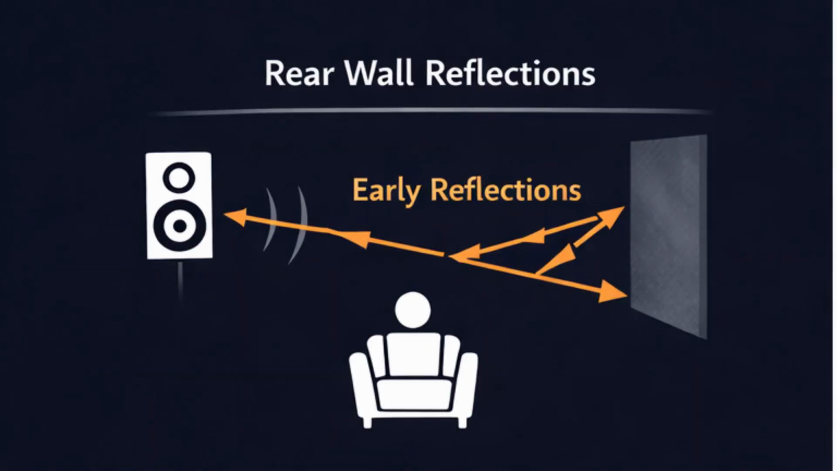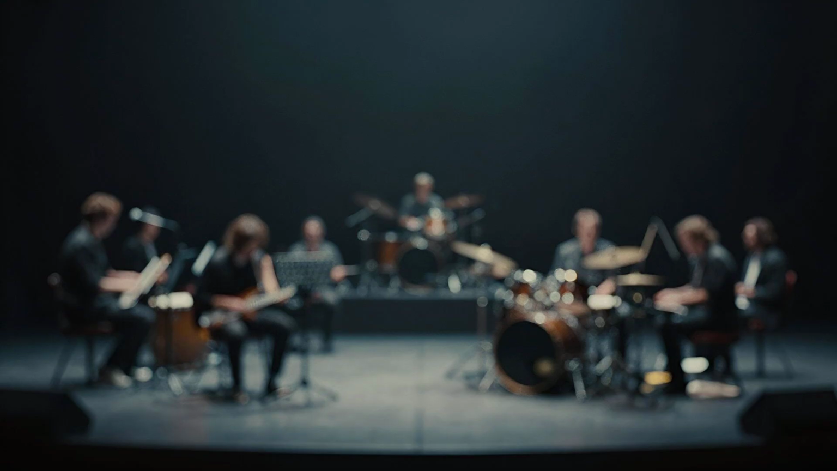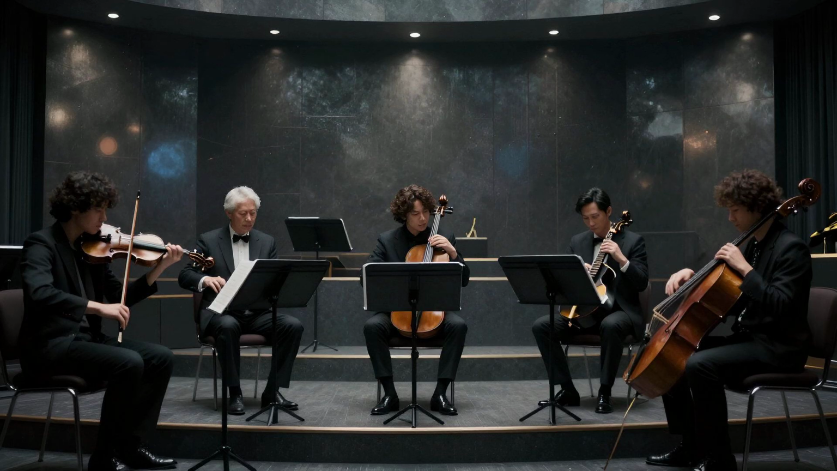The second common mistake involves distance from the wall behind the speakers. When speakers are placed too close to the rear wall, reflections bounce back into the room very quickly. These reflections arrive only a few milliseconds after the direct sound, but that small delay can blur spatial cues and compress the depth of the soundstage. Instead of hearing instruments clearly positioned in space, the presentation becomes flatter and less defined.